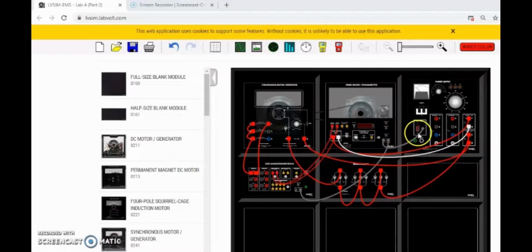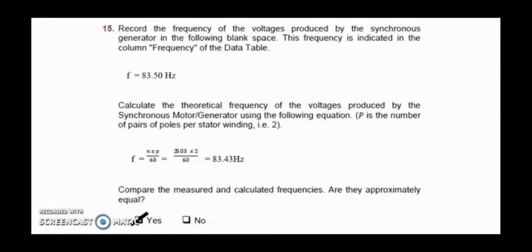Okay, firstly we have to turn on the power supply. And as you can see here, the prime mover and synchronous motor generator are moving. In this part, they ask us to record the frequency of the voltage produced by the synchronous generator in the following blank space. This frequency is indicated in the column frequency of the data table. So the frequency that we get is 83.50 Hz.